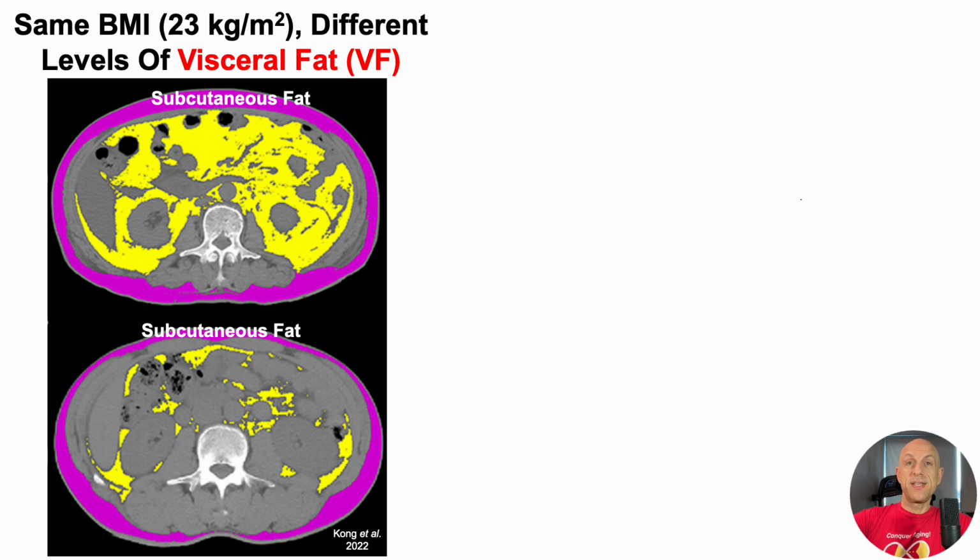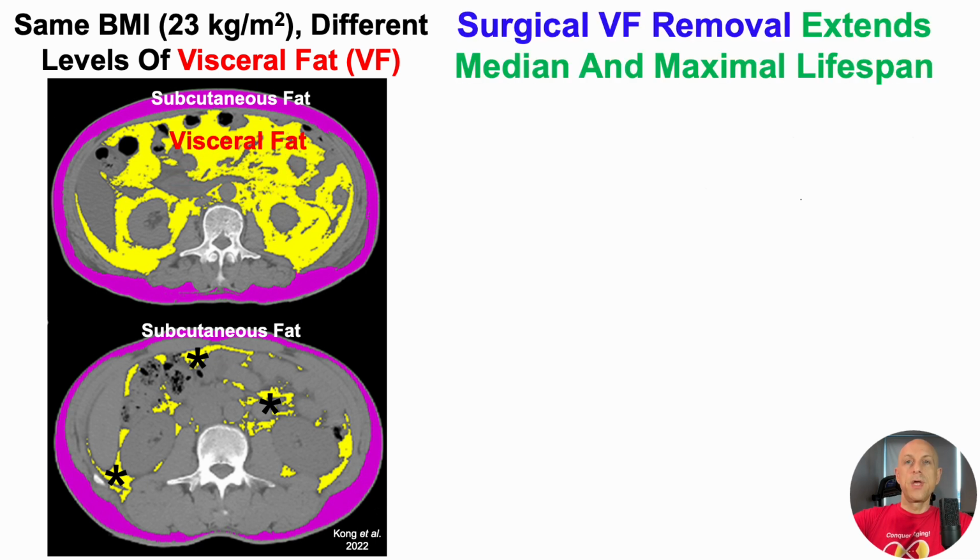So visceral fat is the fat that surrounds organs. And for the person at the bottom, as highlighted in yellow, we can see that the person at the bottom has very little visceral fat. In contrast, the person at the top has a lot of visceral fat. So why is that important? So as we'll see coming up, surgical visceral fat removal, at least in rats, extends median and maximal lifespan.